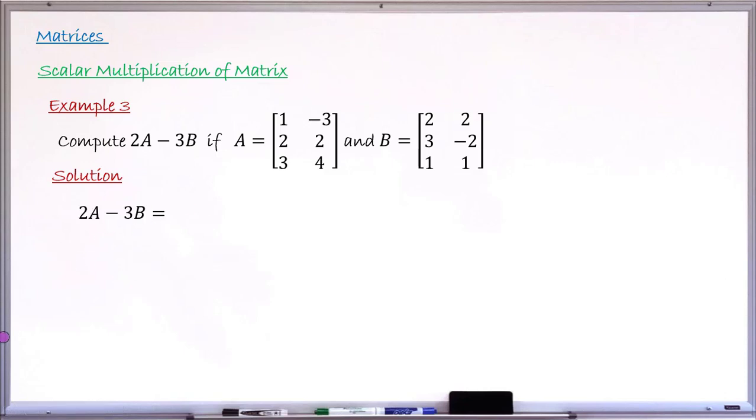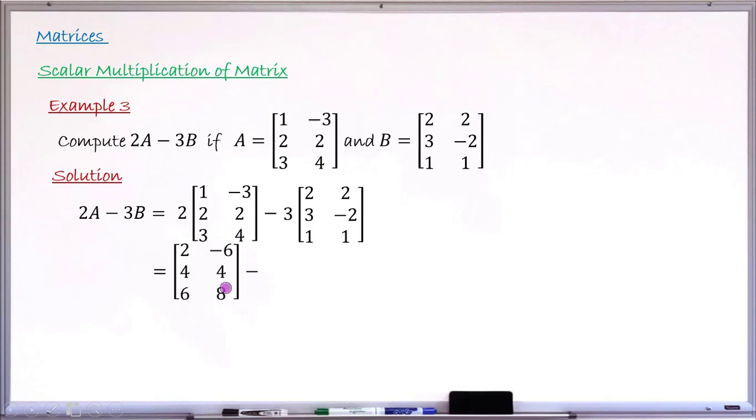So 2A minus 3B. What I'm going to do now is to substitute each of those matrices, that is matrix A and matrix B. So I'm going to have something like this: 2 times matrix A. I have replaced this A by this matrix, then minus, your subtraction there, then the matrix 3B. So you now have 3 times the matrix B. I have replaced this B by this matrix. Look at it. So you now perform the scalar multiplication before this subtraction.